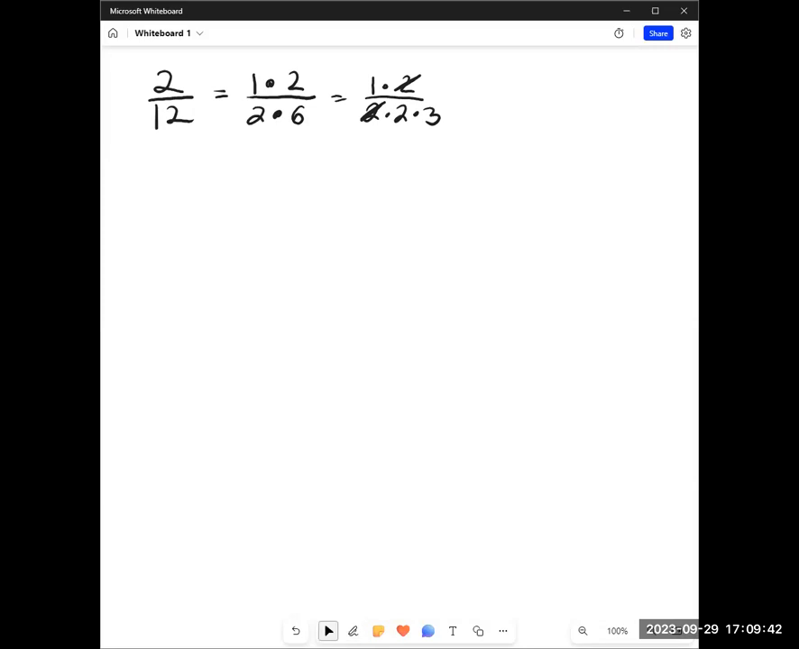I don't have any other 2's in the numerator to cancel out with the second 2. I don't have any 3's in the numerator to cancel out with the 3. I only have a 1 left, which can't cancel with anything. So I'm left with 1 in the numerator, and 2 times 3 is 6 in the denominator.